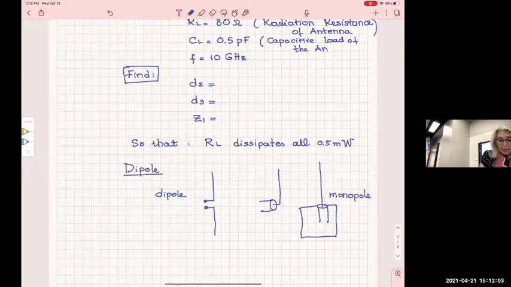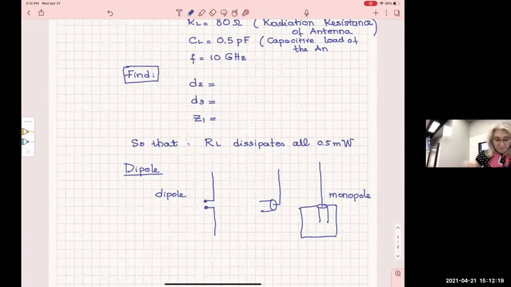And they both are identical. It's just that the ground creates, as you find if you take a class on antennas, an image that practically produces the other part of the dipole. But it's a monopole, like this.